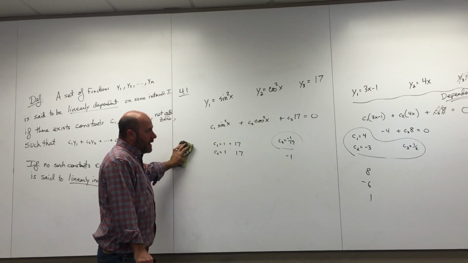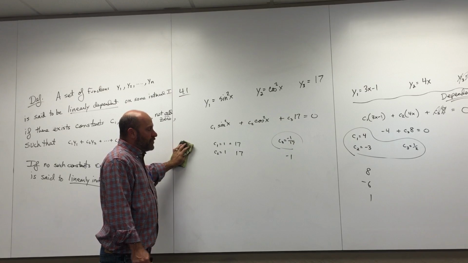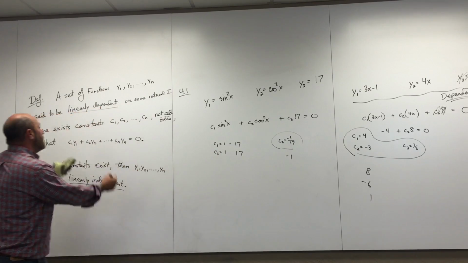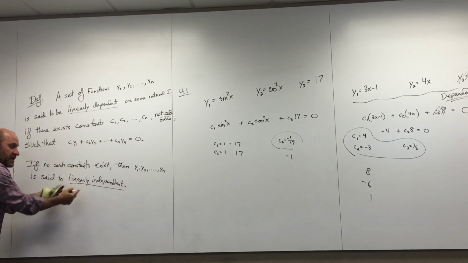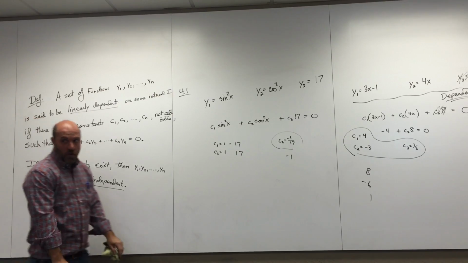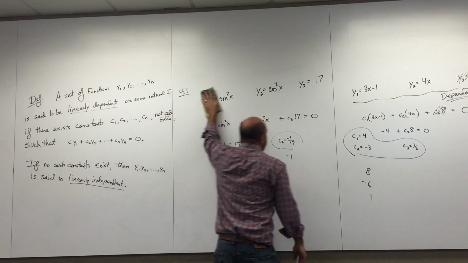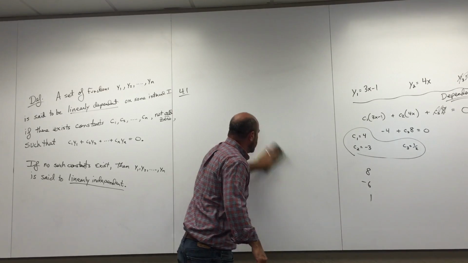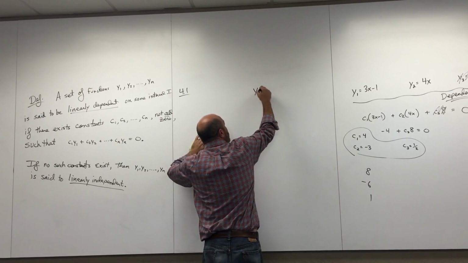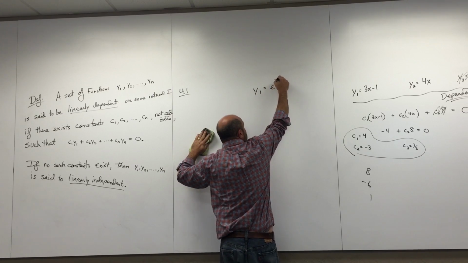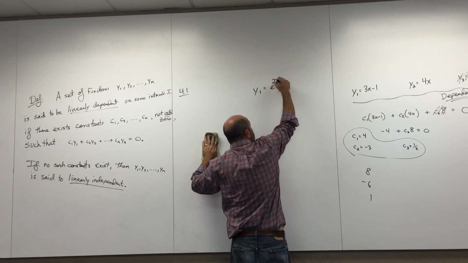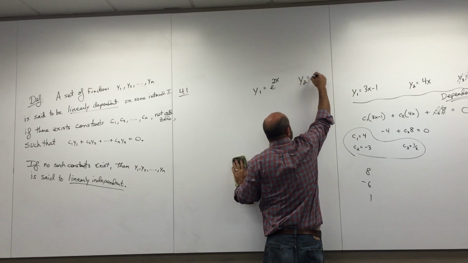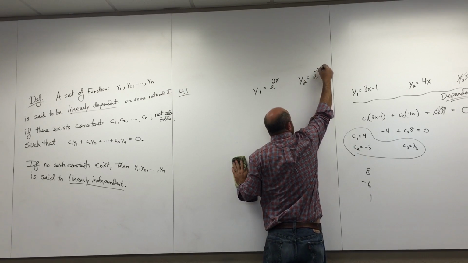There's another way to test for linear dependence or linear independence, and it's called the Wronskian. Let's try it. I might try it with this. y1 is e to the 2x, and y2 is e to the negative 3x.